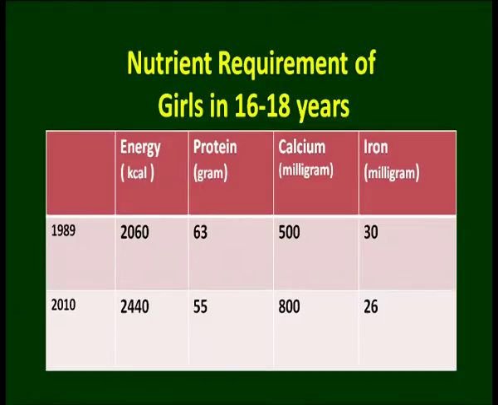Now, we will talk about the nutritional requirement of the adolescent girls particularly. See the energy requirement, 2440 calories are required and they are much higher than the adult. Protein requirement is 55, similar to the adults. Calcium requirement is also similar to the adults, but iron requirement is still high, that is 26 milligrams per day.